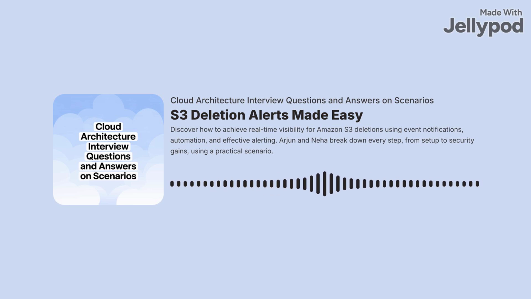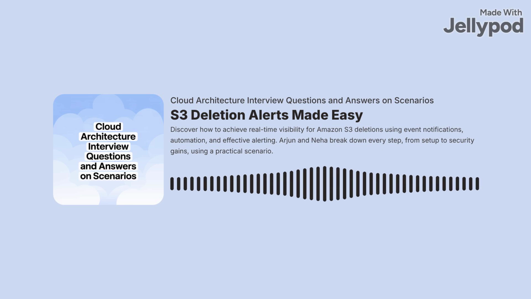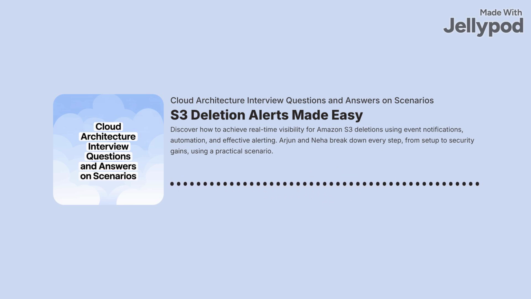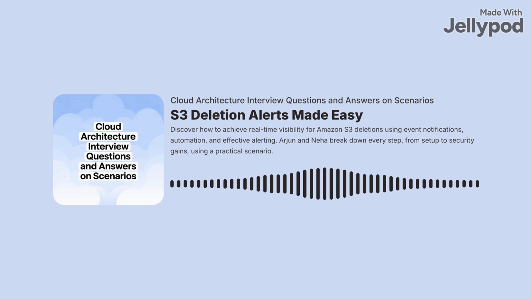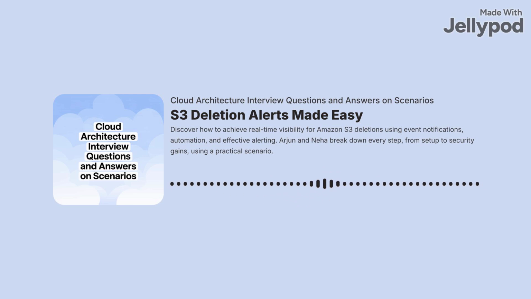Exactly. I still remember this one time early on when I was working with a client who stored all their logs in S3. One day, a bunch of logs just vanished. No alerts, no idea who did it, and we only found out days later when we needed those logs for an audit. It was, well, not my proudest moment. If we'd had real time deletion alerts, we could have acted immediately.